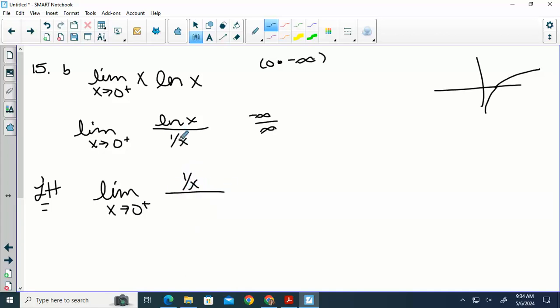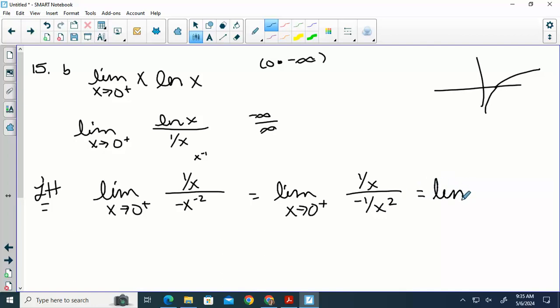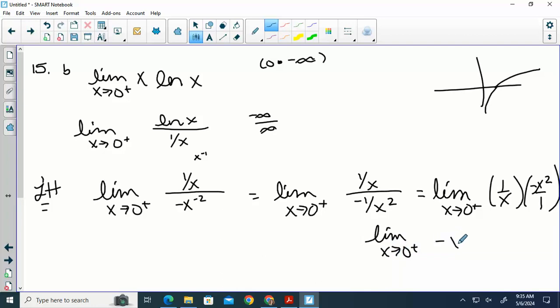Okay, 1 over x, that's the same thing as x to the negative 1, so its derivative would be negative x to the negative 2. So that's like 1 over x over negative 1 over x squared. Okay, this looks ugly, but how do we divide fractions? If I do that, I get the limit as x approaches 0 from the right of negative x, which is just 0.